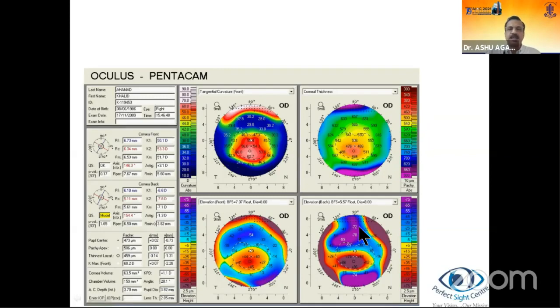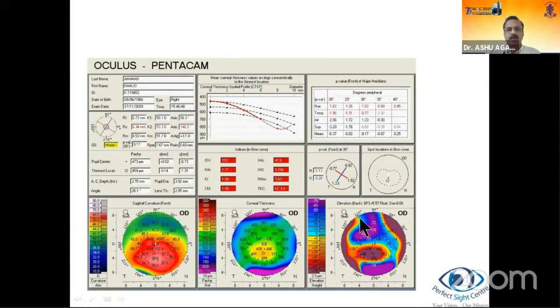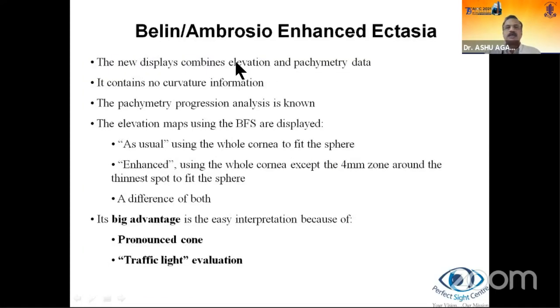So then it is indicative of keratoconus. There could be a keratoconus. So you need to be cautious. But when you look further, you see the keratoconus indices all are highlighted over here. They're all positive. So coming to the other important aspect, the Belin-Ambrosio enhanced ectasia.